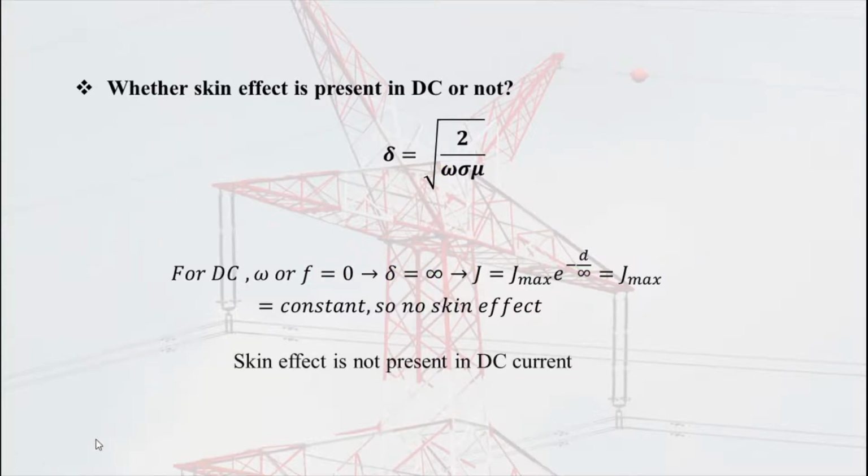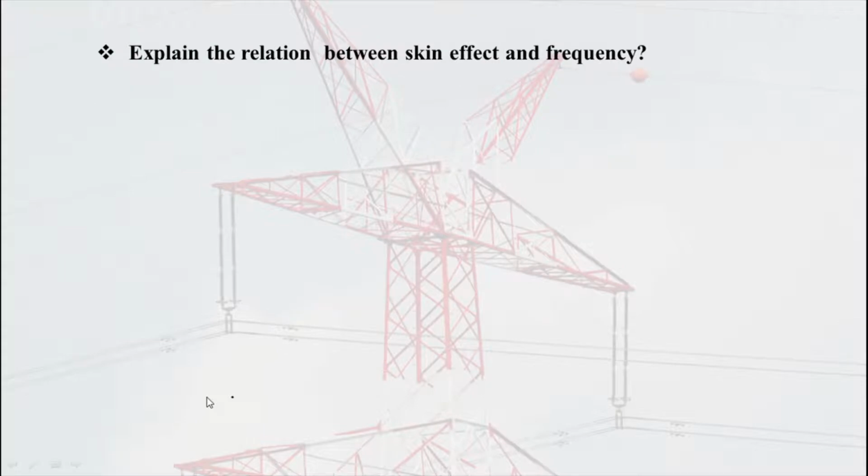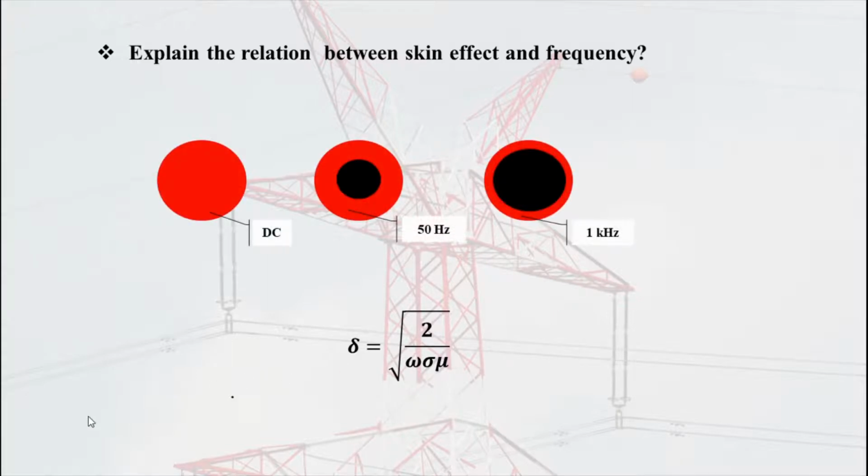Now take the next question. Explain the relation between skin effect and frequency. Again, we know that delta is equal to under root of 2 by omega sigma mu, and as frequency increases, skin depth decreases and skin effect increases. It means at higher frequencies, current penetrates up to a smaller depth in the conductor because skin effect is high, so the current has more tendency to flow near the surface of the conductor.